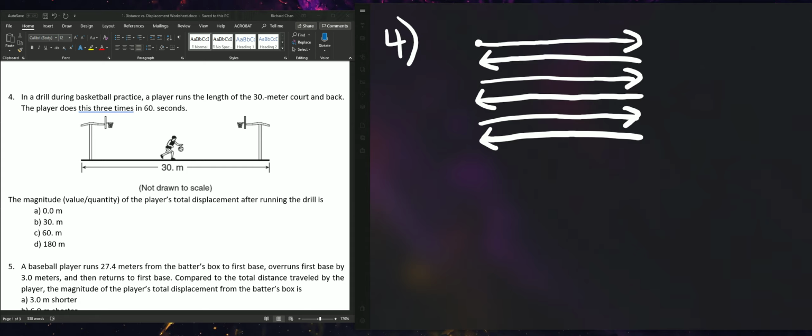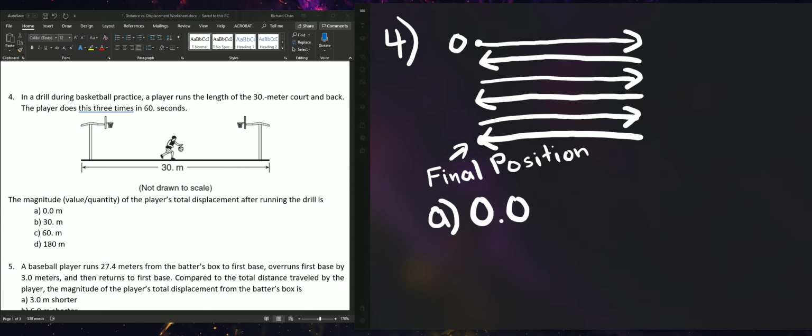So where do I end up? I end up over here. This is my final position. Okay. So how far apart is my final position from my initial starting position? I'm at the same point. I'm back at the same point. It's 0. Right? It's 0.